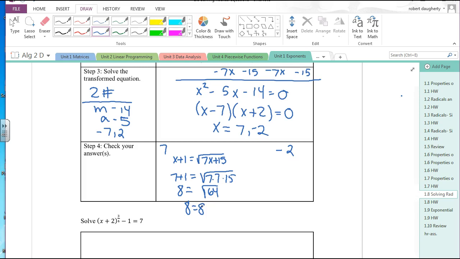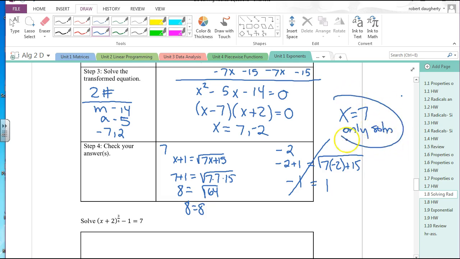Let's check negative 2. So negative 2 plus 1 equals square root of 7 times negative 2 plus 15. What's 7 times negative 2? Negative 14. Negative 14 plus 15 is 1. Square root of 1 is 1. Okay. Negative 2 plus 1 is negative 1. Does negative 1 equal 1? No. So what does this mean? Yeah. So the only solution is what? x equals 7 is the only solution.